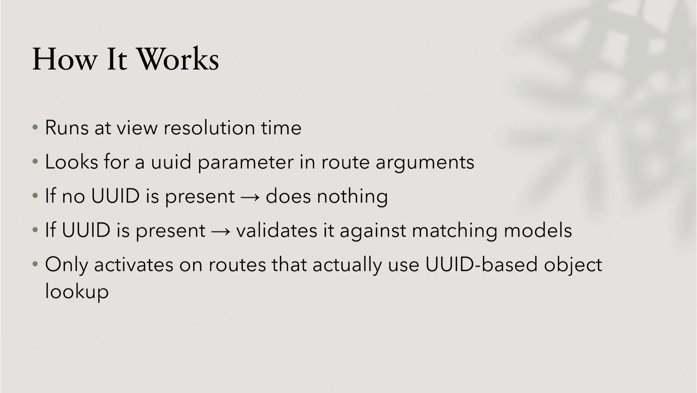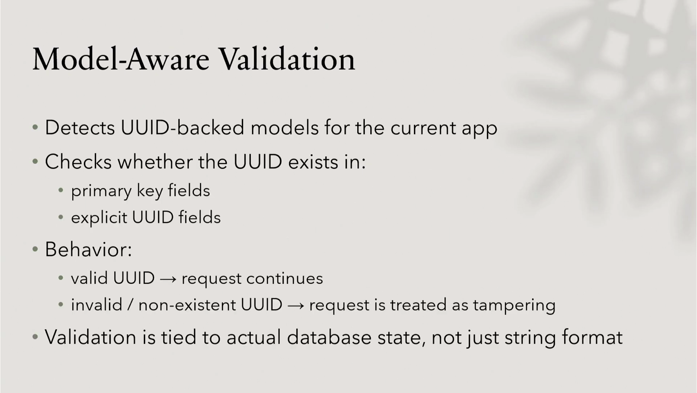Now how it really works: it works at view resolution time and looks for UUID parameters. If no UUID is present, it does nothing. If it is present, it will validate against matching models in that specific application. It only activates on routes that actually use UUID-based object lookup. It also looks at whether there are any UUID-backed models for the current app, looking at primary key fields or explicit UUID fields. If that does not exist in that app's models, chances are someone's poking around, so it blocks them; otherwise it lets them through.